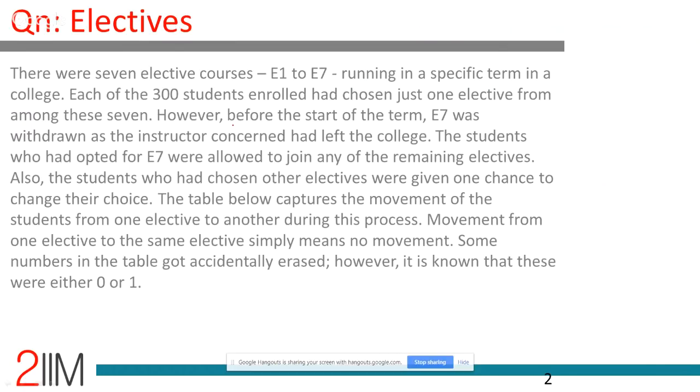E7 finally is going to go to 0. Nobody is going to select E7 because they're all going to shift out. E7 is not even being offered. So E1 to E6 are only going to exist. This table is going to give us some data about where students went from E1 to E3, E3 to E4, E4 to E5, E7 to E1. That is going to be captured on this table.